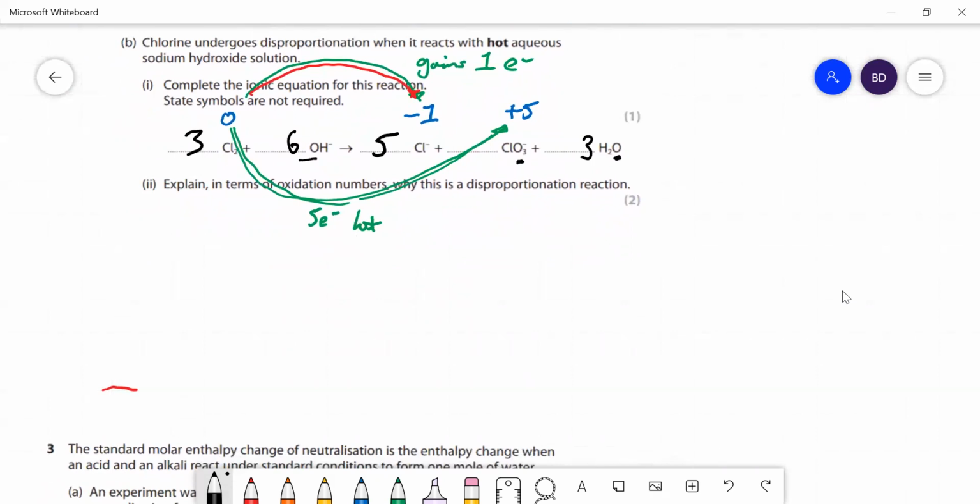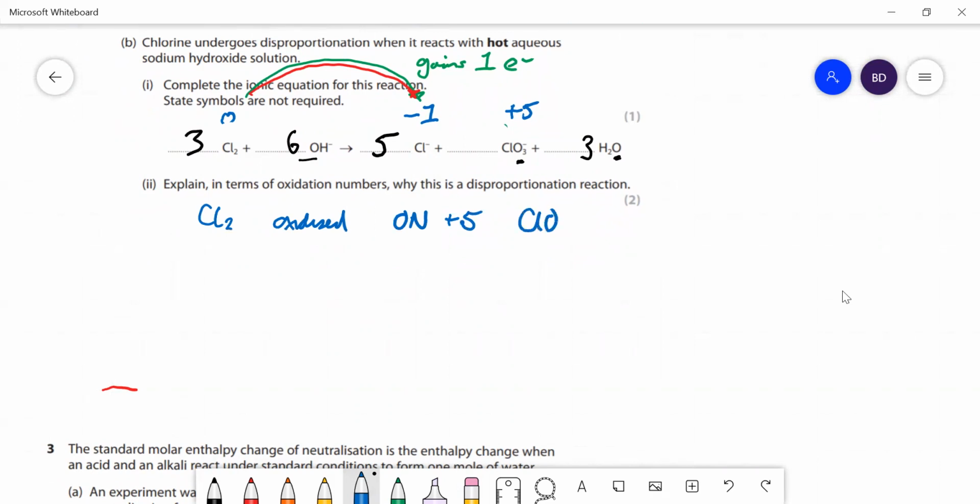Explain why this is a disproportionation reaction, then this next bit of the question. Why is it disproportionation? Well, it's disproportionation because the chlorine becomes oxidized. One of the chlorines in Cl2 gets oxidized because the oxidation number rises to +5 in the chlorate, and the other one is reduced because its oxidation number goes down to -1, and that's in the chloride ion.